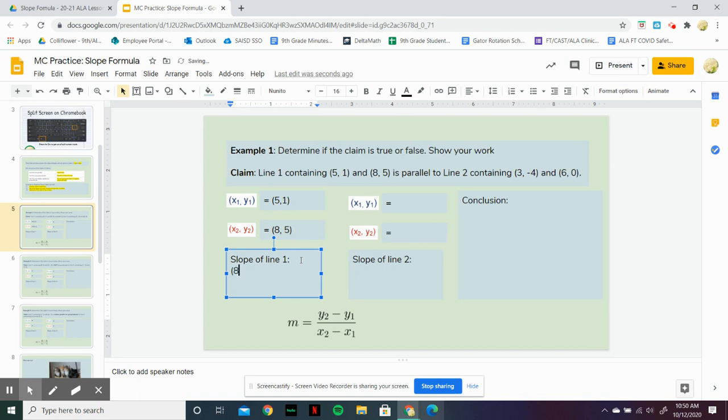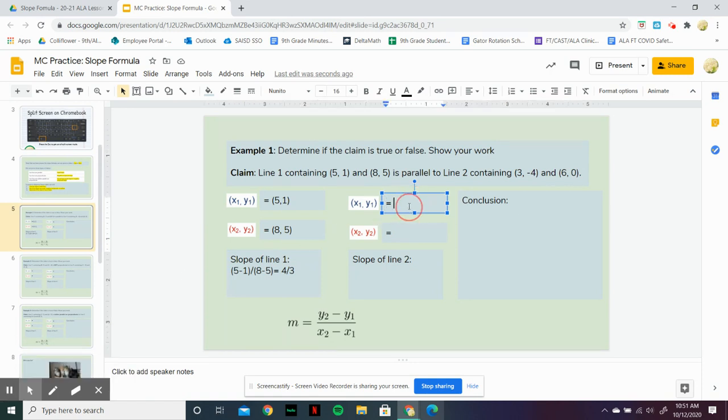Now I can use that to find the slope of line 1. I would take y2, which is 5, minus y1, 1, and divide that by x2, which is 8, minus x1, which is 5. That is going to be equal to 5 minus 1 is 4, divided by 8 minus 5 is 3. So the slope of line 1 is 4/3.